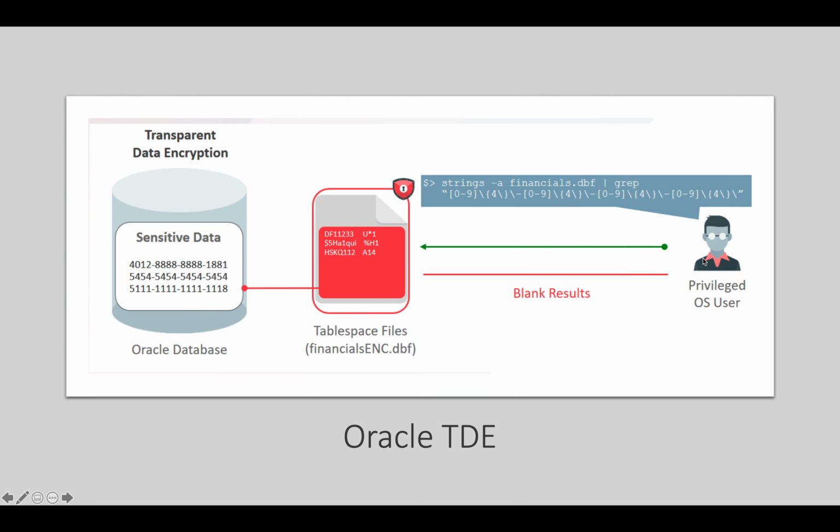So I don't think there can be any better diagram than this one to describe TDE. So if you see here, this is your Oracle database. Inside that, you have sensitive data. When I say sensitive data, I mean any data that is related to your personal information, like it could be your national insurance number, social security number, or credit card number. Let's say that data is stored here.